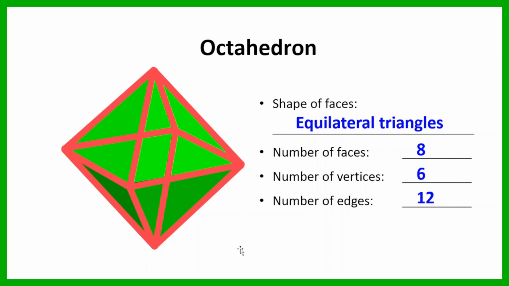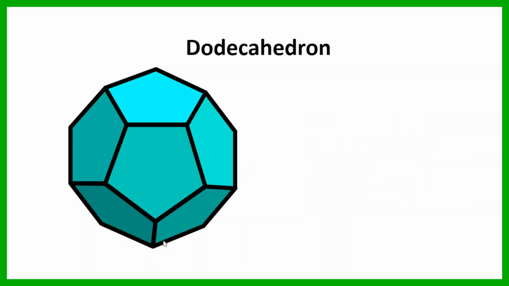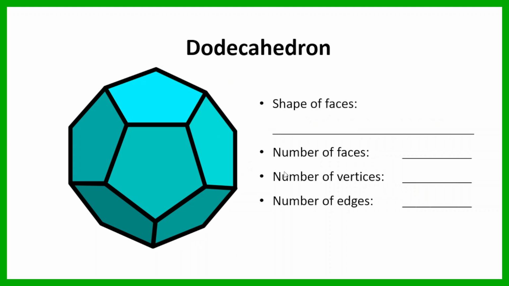Then we've got the dodecahedron. This is what a dodecahedron looks like. Okay, you're going to find out the same information for the dodecahedron as you did for the other Platonic solids, and I'm also going to show it to you like this so you can see all the hidden lines to help you. Okay, so I'm going to give you 1 minute for this one as well.